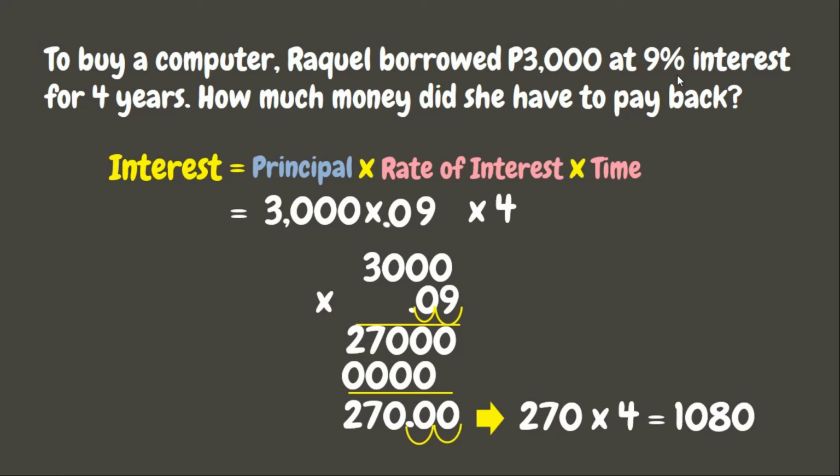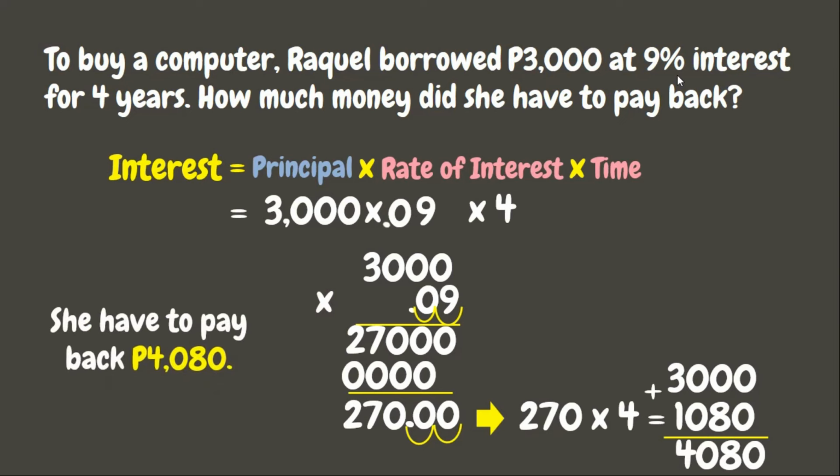But we are asked of how much money did she have to pay back. So we need to add 3,000 pesos to the interest earned, and that gives us 4,080. This means that she had to pay back 4,080 pesos.